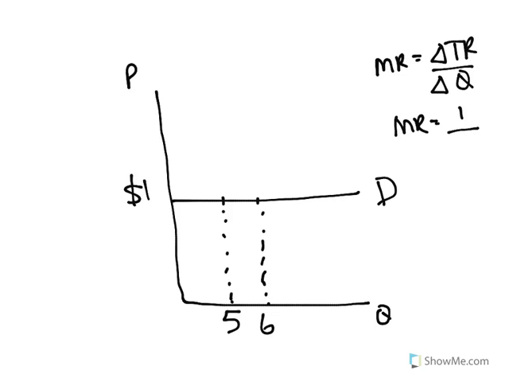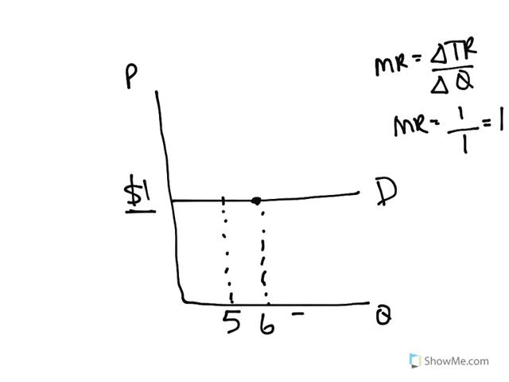And the change in quantity, we went from producing 5 units of output to 6 units of output, so that was also 1. Therefore, our marginal revenue is 1, right? Which actually is also the price. So marginal revenue would be right here.